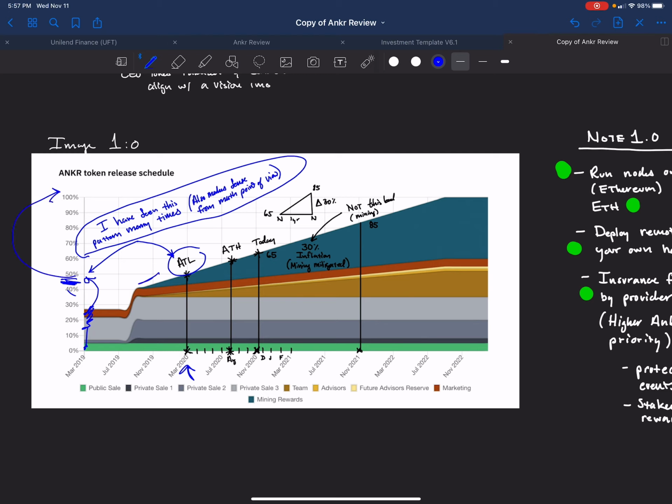So I have noticed this. This is an important thing to know. When there's an inflationary model, you usually want to enter after 50% of the tokens are released, unless it's a relatively low inflation rate. So the all-time high is right here, and this is where we are today.